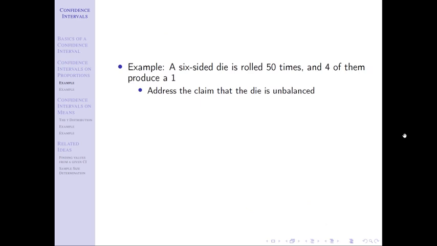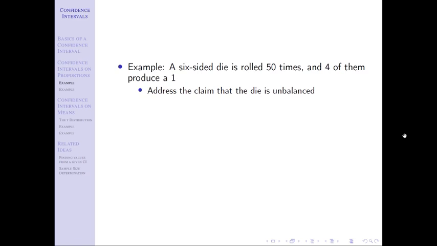Every time we address a claim, the easiest way for me to think about it is to ask yourself: is the claim always true, sometimes true, or never true? We have to think about whether it is possible, or always going to happen, or never going to happen. Remember that the interval is the set of values that I think contains the parameter.